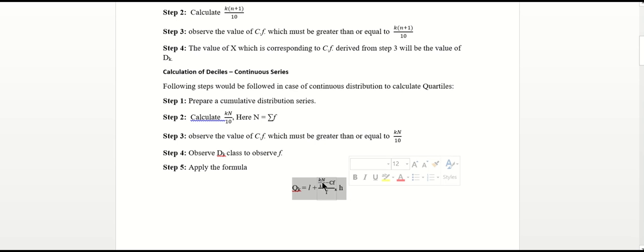So L1 plus kn by 10. Here we are writing kn by 10, right? In median we used to write n by 2. In quartile we used to write n by 4. In deciles we are writing n by 10. So k is 1, 2, 3, whatever you want to calculate. Rest of the formula would remain same. There is no change in the formula, right?